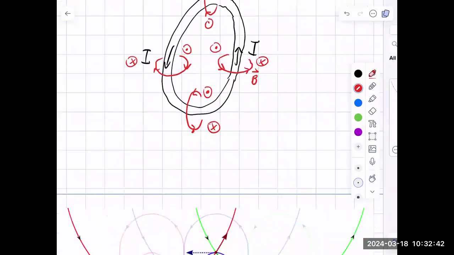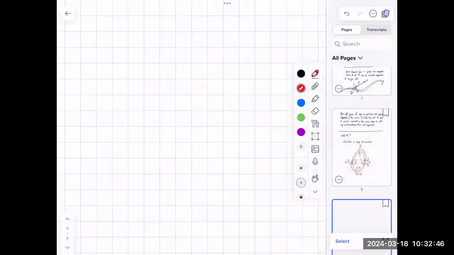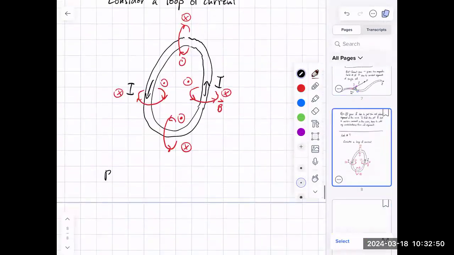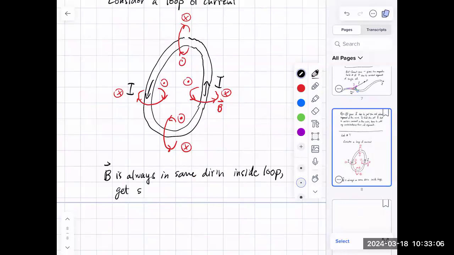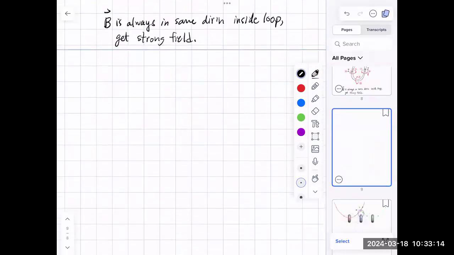So what we can do is, let's add a page again. So B is always in the same direction inside the loop, and so we get a strong field. All right, so I'm going to try to draw this current loop kind of horizontally. And so let's give the current some direction. This is I. Just to make this drawing a little bit better, I'm going to actually reverse the current direction and go like this. Okay, good.